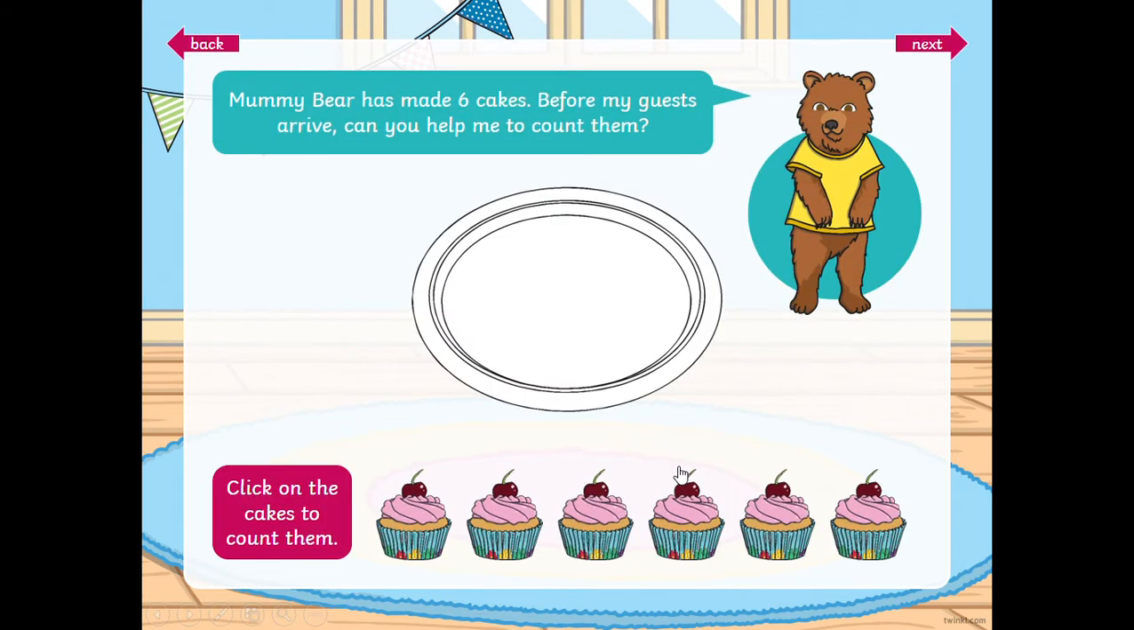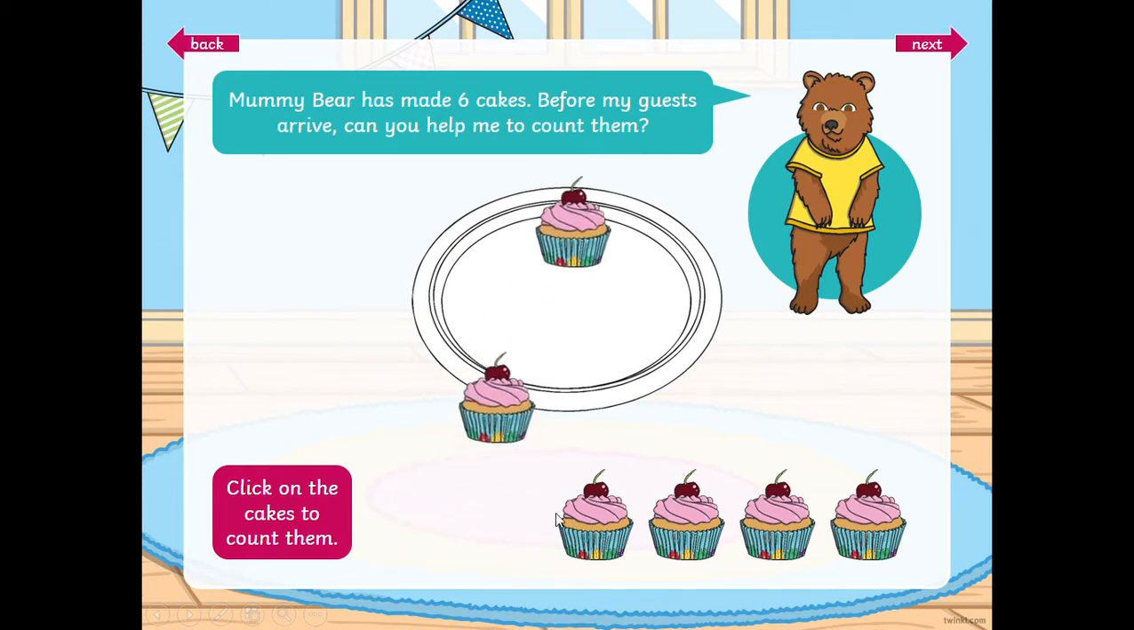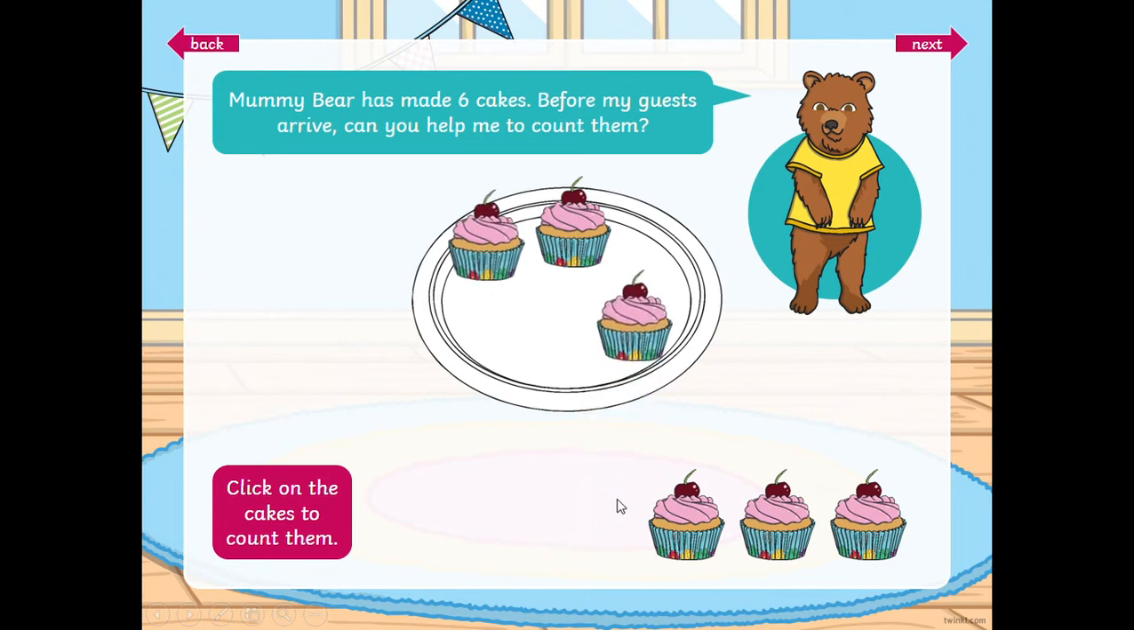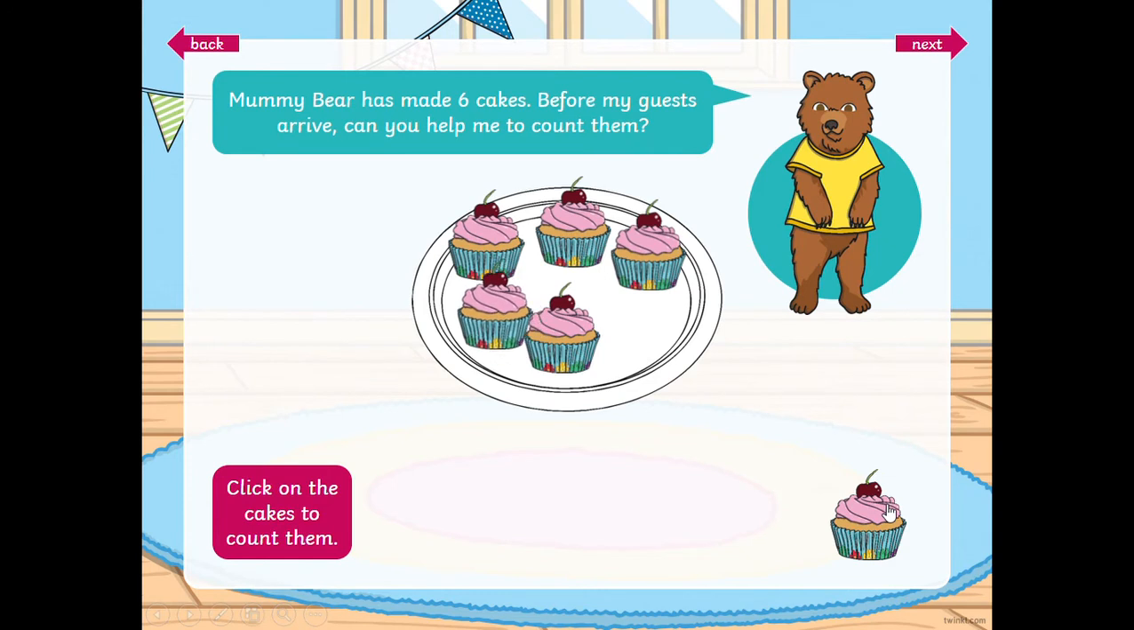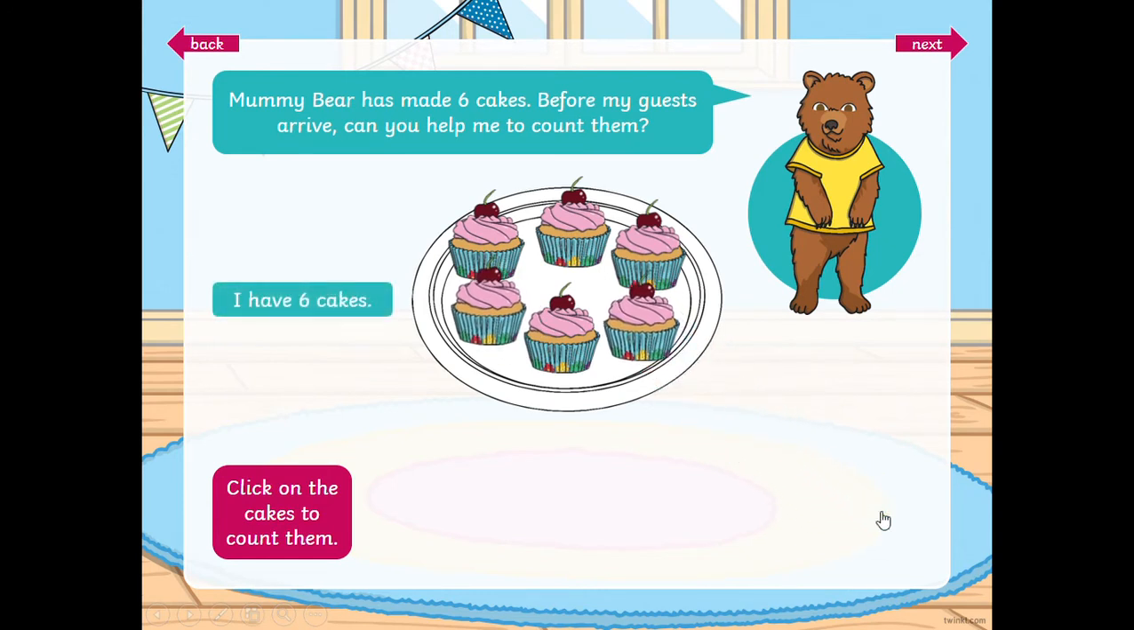Mummy Bear has made 6 cakes. Before my guests arrive, can you help me count them? So we've got 1, 2, 3, 4, 5, and 6. Have we got all of the cakes that Mummy Bear made? Yes, we have, because he's got 6 cakes.